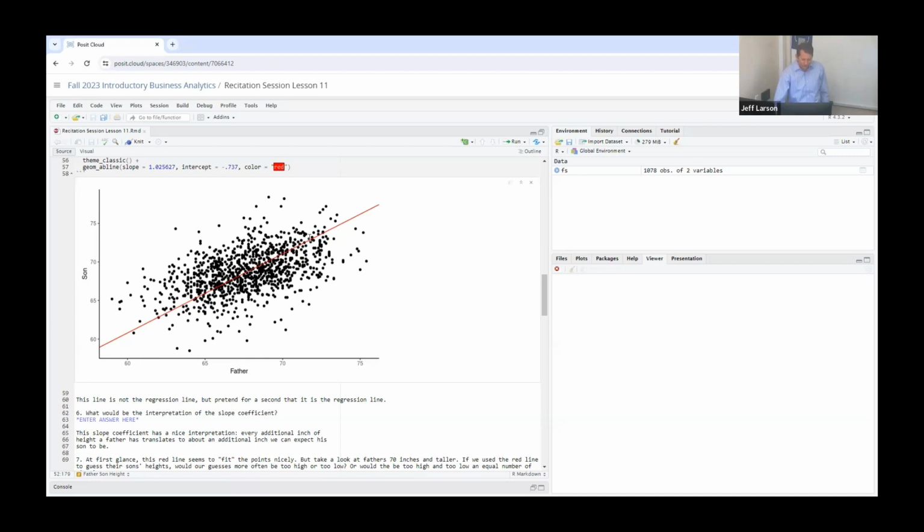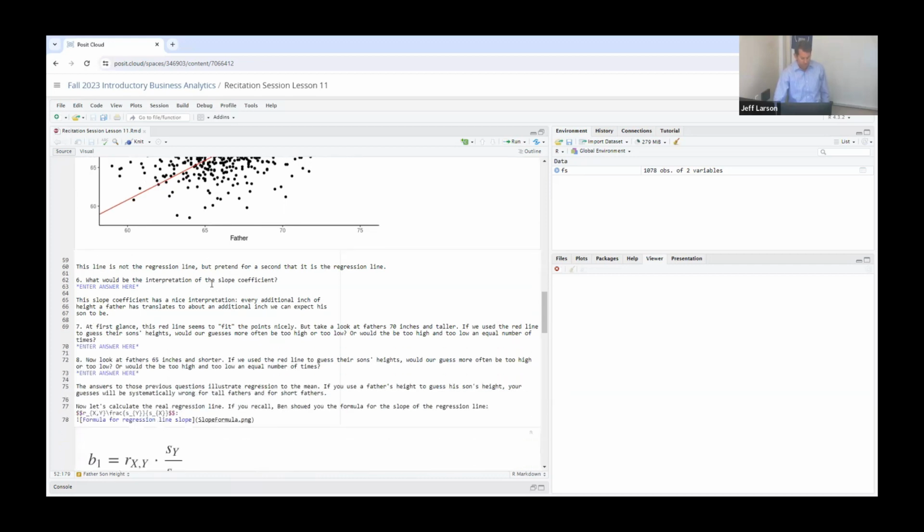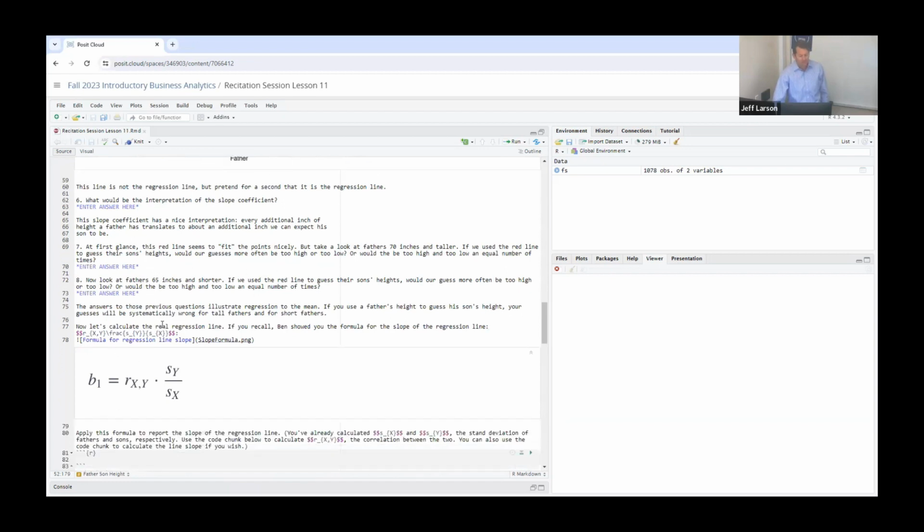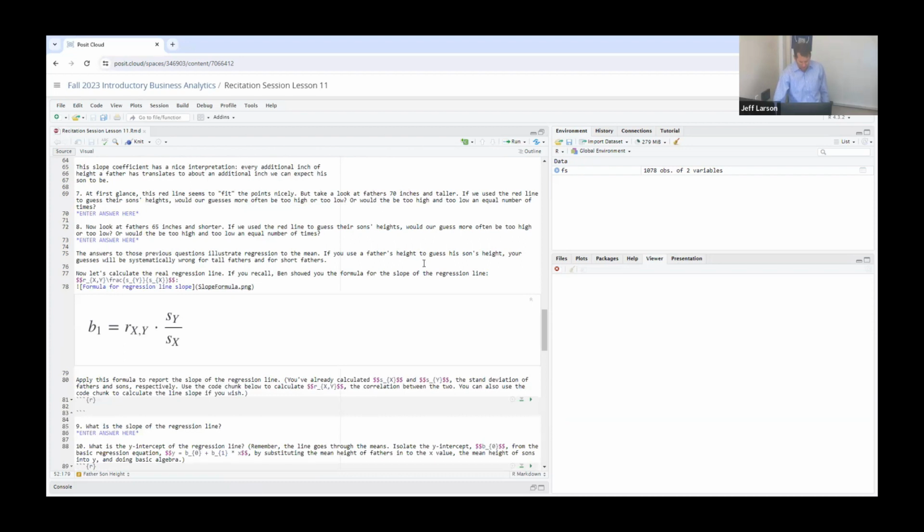And so even though this line seems like it's going through the points pretty well, it makes really bad predictions on the ends. Okay, so it seems like it fits, but it turns out we're making really bad predictions. This is where regression comes in. If you use a father's height to guess the son's height with that red line, you're going to be systematically too tall for the tall fathers, too short for the short fathers. And that's where regression comes in.